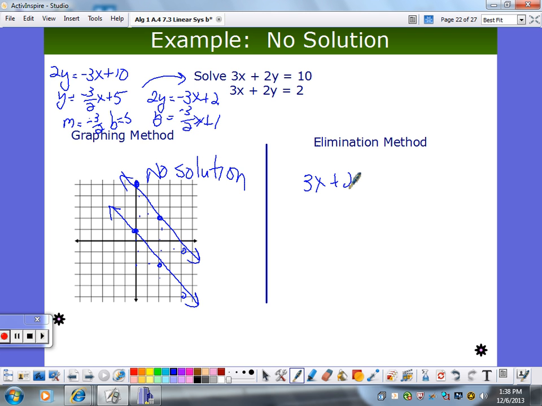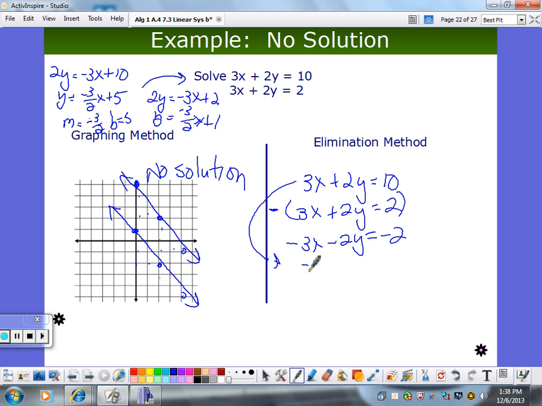What would it look like? Well, let's see. Here they are. I need opposites, right? So I should multiply one of these through by negative 1, right? So I multiplied the bottom one through by negative 1. I'm just going to rewrite that top one. And let's see. Uh-oh, what's happening here? That goes away. That one goes away too. Negative 2, that's 8.